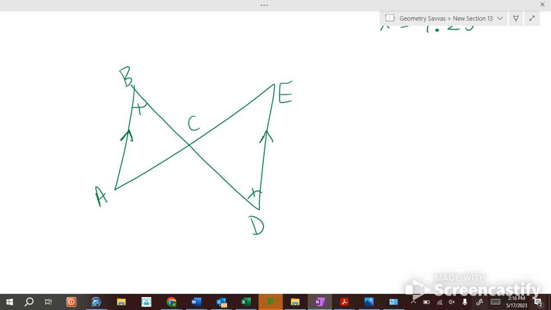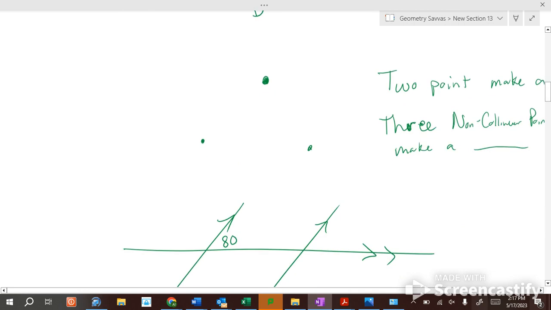Not just because they are. Because of something about B and D. What types of angles are B and D? Alternate interior angles. B and D are alternate interior angles, which makes those lines parallel. Another little tidbit, this angle is congruent to this angle because they're vertical angles. But the biggest one was, yeah, we have parallel lines there.